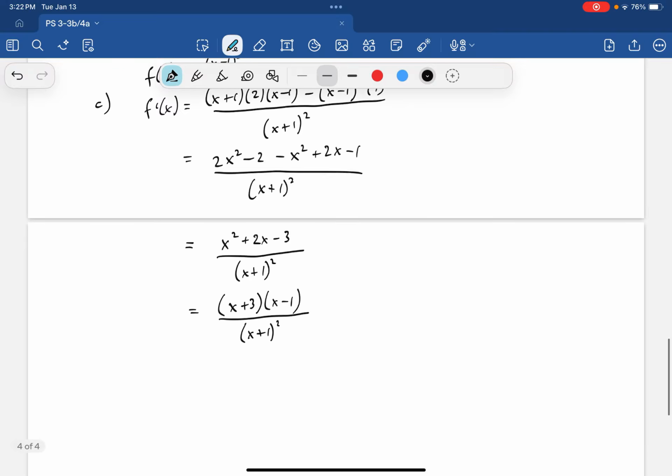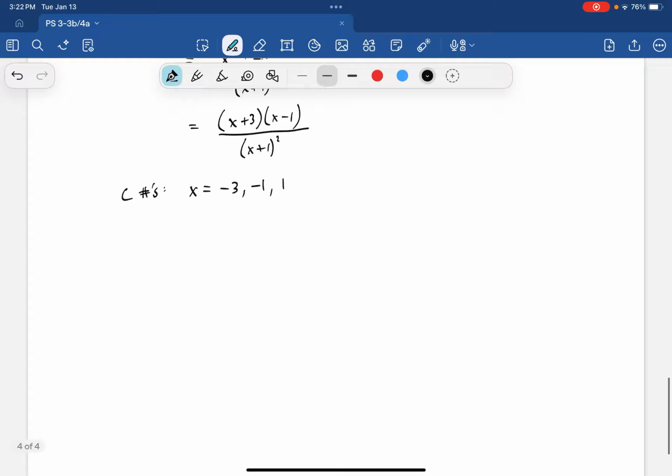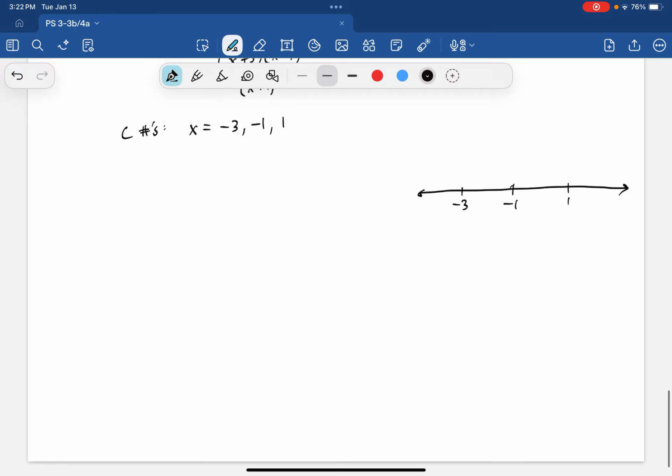Okay? So we have three critical numbers here. So our critical numbers are going to be x equals first negative 3. That makes the numerator 0, so the whole fraction and the whole derivative is 0. Then we have negative 1, makes the derivative undefined, and then positive 1 makes the derivative 0. So that splits up our number line into 4 intervals once again. Negative 3, negative 1, and then 1. Let's test all these intervals. Negative infinity to negative 3.